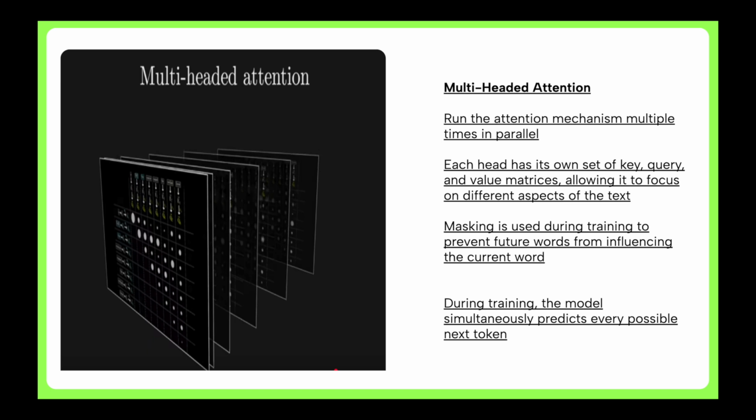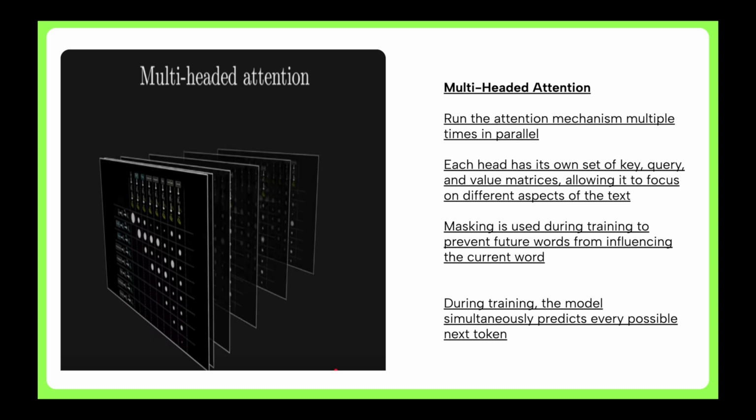And then there's masking. During training, we don't want any future words to influence the current ones. To prevent this, the model sets those future word values really low, so that when softmax is applied, they basically turn into zeros. This keeps the model from cheating and ensures that it processes the words in the right order.